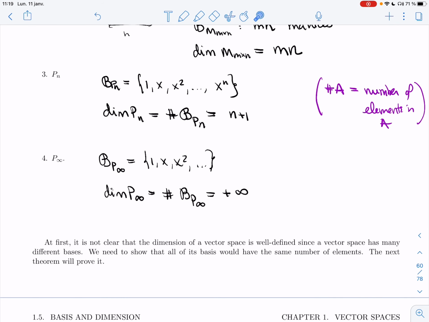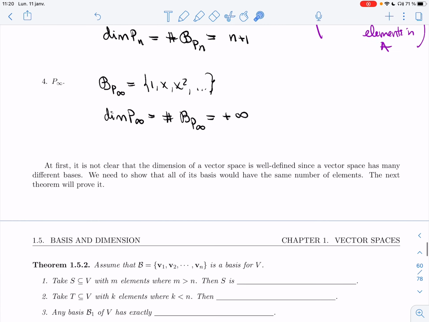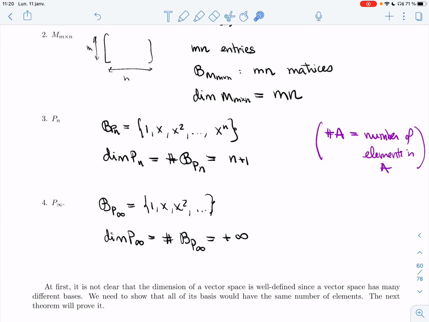All right, at first, it's not clear that the dimension of a vector space is well defined, since a vector space has many different bases. So we said it's the number of elements in any basis, but how do you know that all the bases have the same number of elements? So that's what we need to show. We need to show that all of its bases would have the same number of elements. The next theorem will prove it. All right, so in the next video, we'll actually prove that any basis for a vector space has the same number of elements.